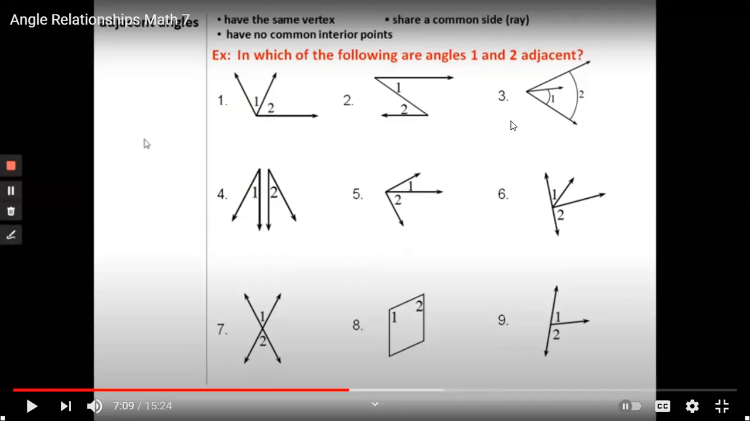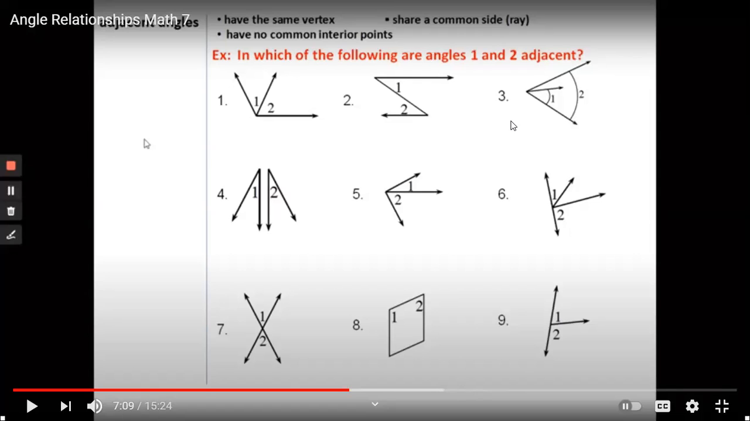Who can tell me which ones in front of you are not adjacent? Yes, please. Number 2 and 3, they are not adjacent. Agree with her? And 4. Is there anything else? And 8. They are not adjacent. Thank you.